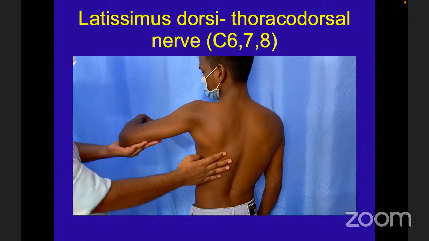Beyond the trunk, these divide into two divisions. The upper trunk divides into two divisions. The middle trunk, C7, again divides into two divisions. The lower trunk has two divisions. So all the upper trunk, middle trunk, and lower trunk divide into two divisions. All the posterior divisions form the posterior cord. The anterior divisions of the upper and the middle trunks form the lateral cord.